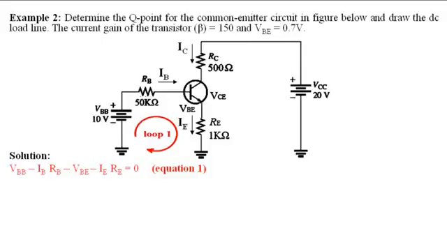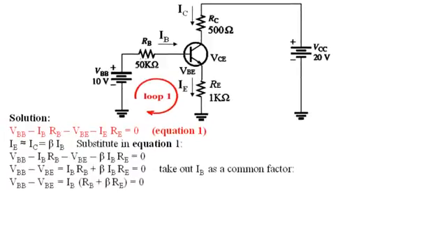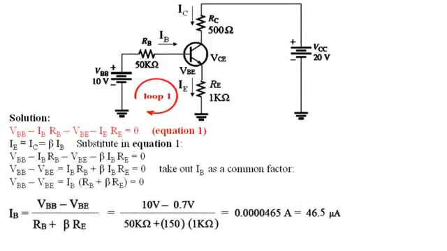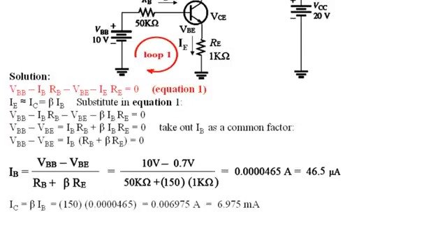In this equation we have two unknowns, which are IB and IE. IE approximately equals IC, which equals beta multiplied by IB. So we substitute beta IB for IE in equation 1, and we get this equation. By rearranging the equation and taking out IB as a common factor, we get IB, which equals 46.5 microamperes. The collector current IC equals 6.975 milliamperes.